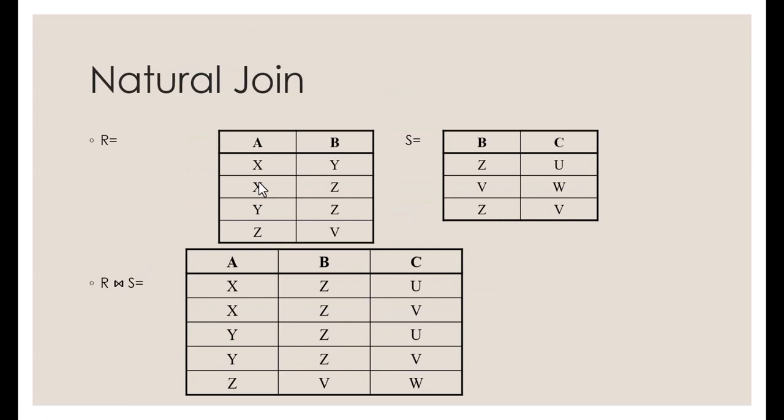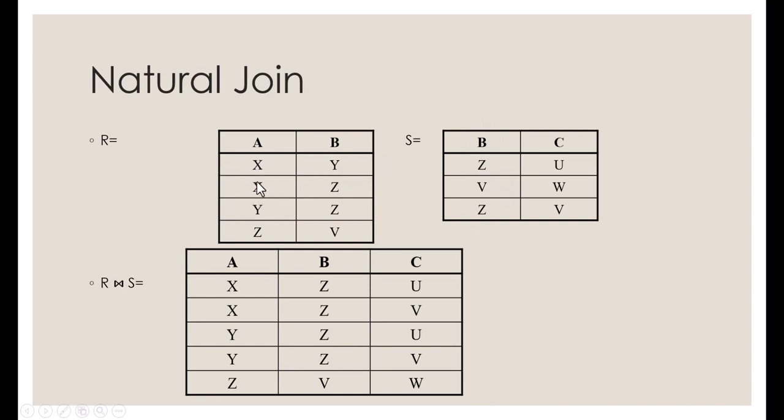Here's another example. We have R, which has A and B as its attributes. S has B and C. So we can see that we have the B attribute in common, right? Let's see. The first one, we have X, and then B is equal to Y. Let's see if we can find Y in here. We see that Y is not a value for B, so this will not be returned.